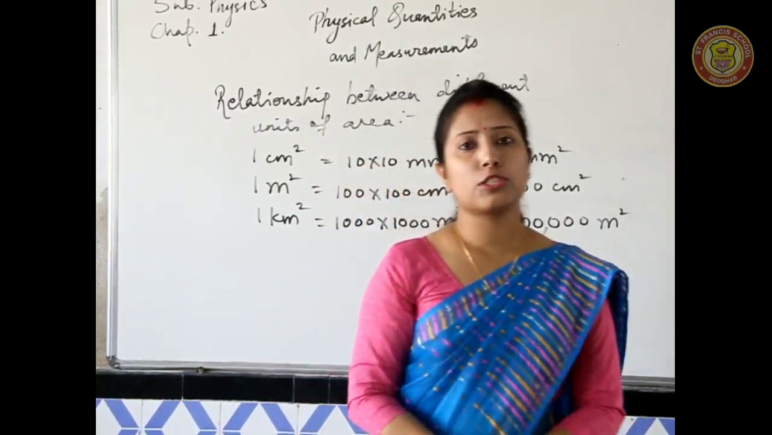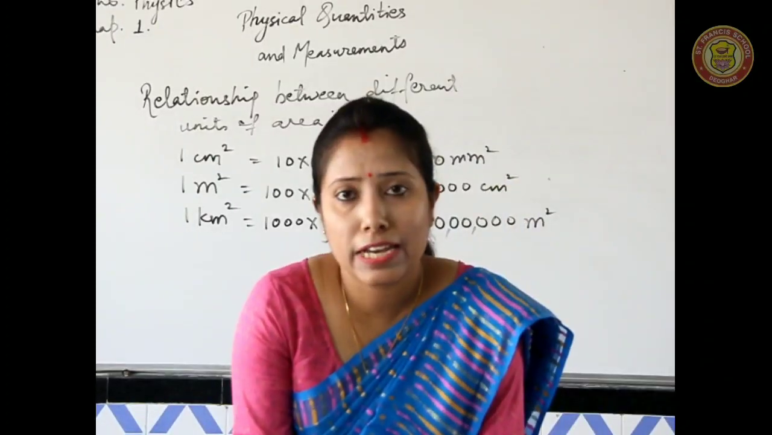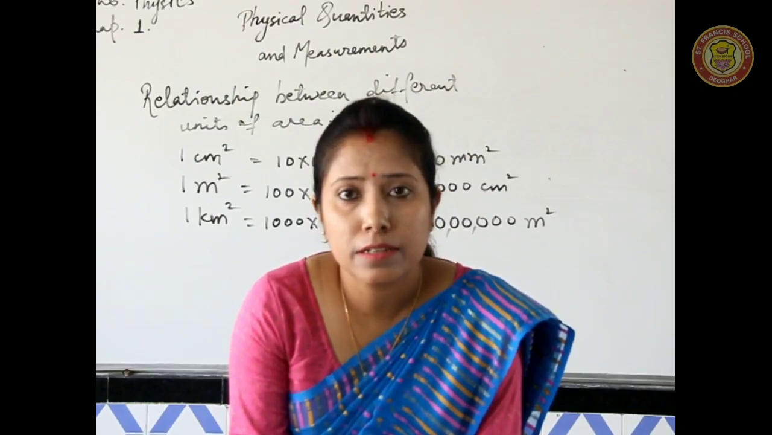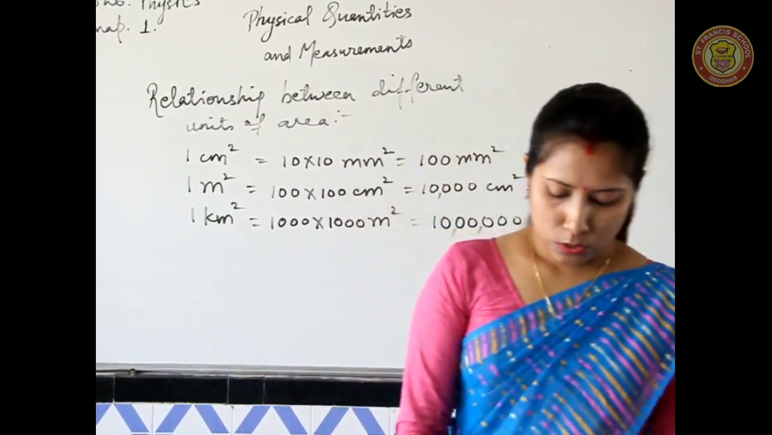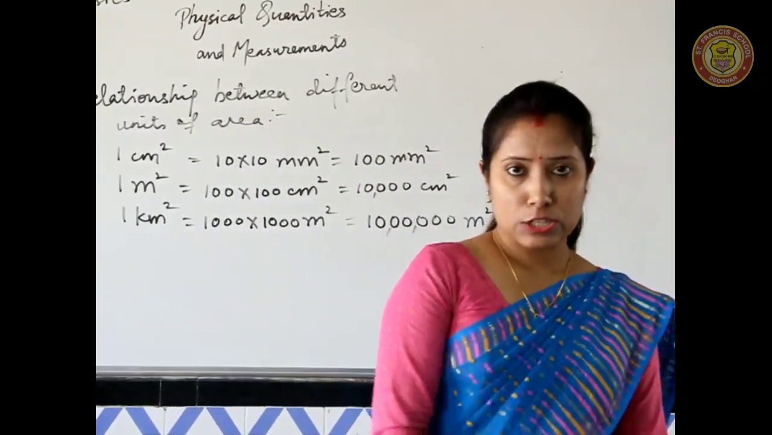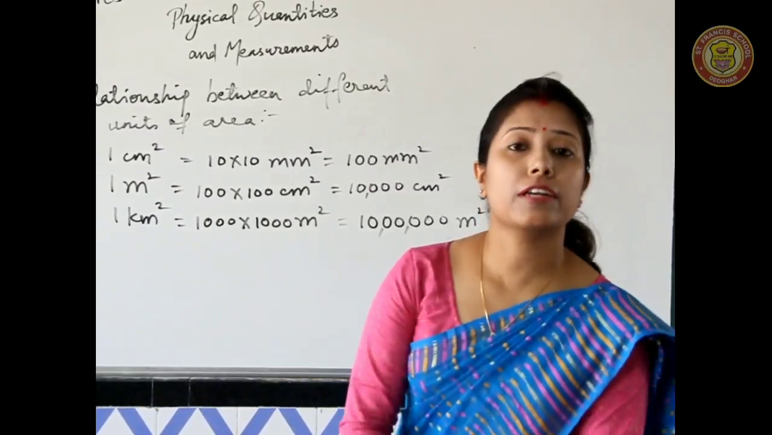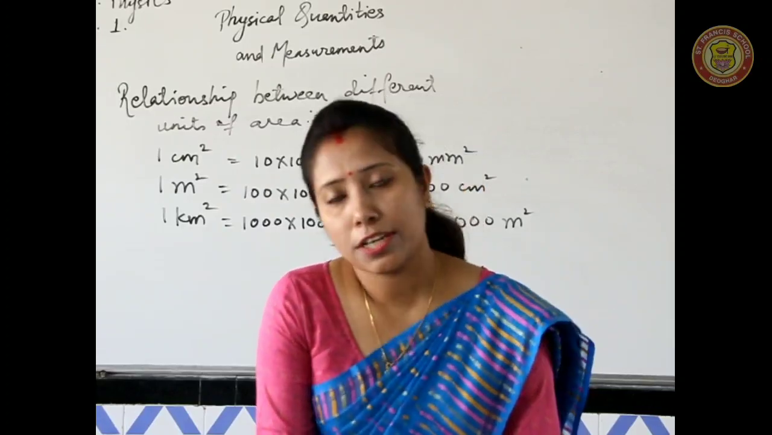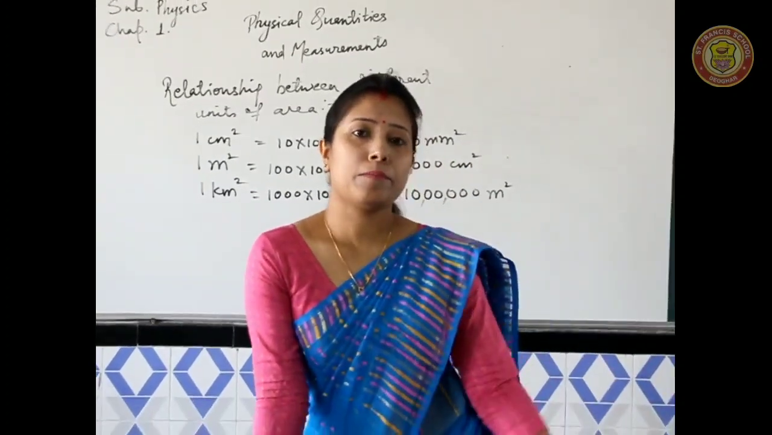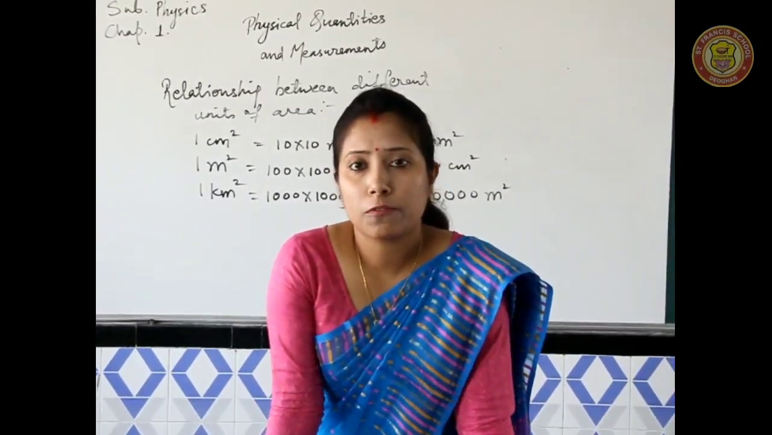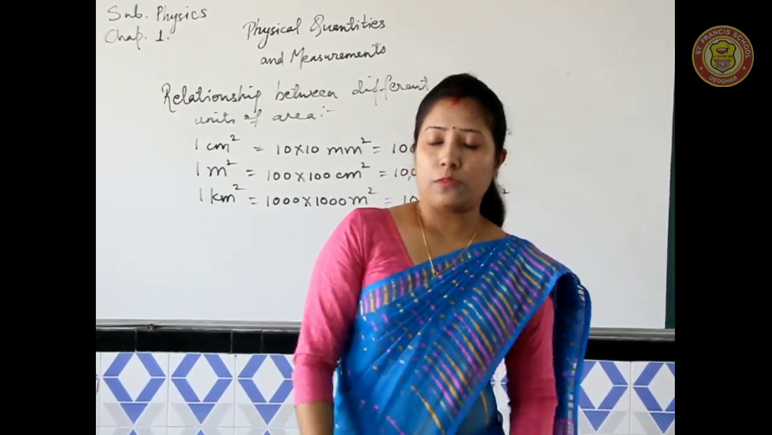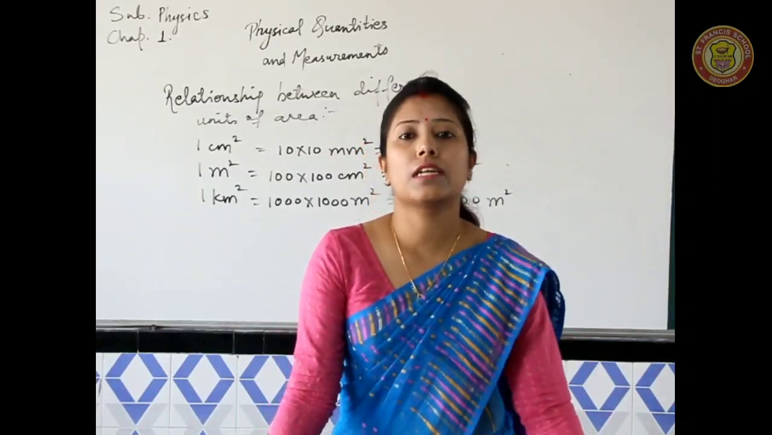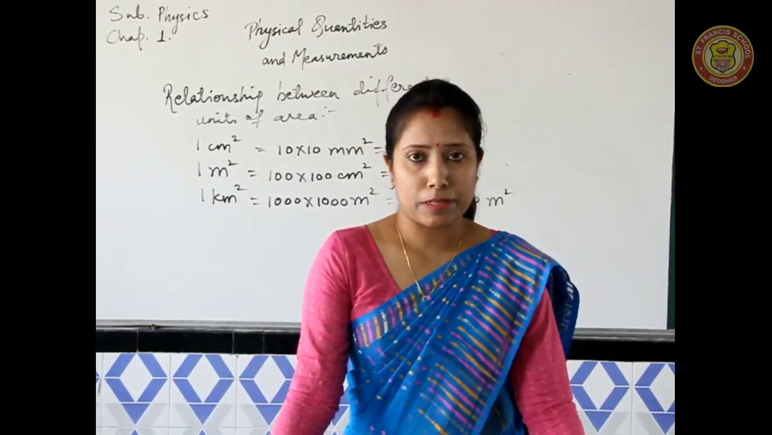The graph paper which you are using in your maths, the squares in that graph paper are of 1 centimeter square. So when you are asked to find the area of an irregular shape, you will take a graph paper, whatever shape it is. Suppose I am finding the area of a leaf. Whichever leaf you are taking, take that leaf and draw the shape of the leaf on the graph paper.